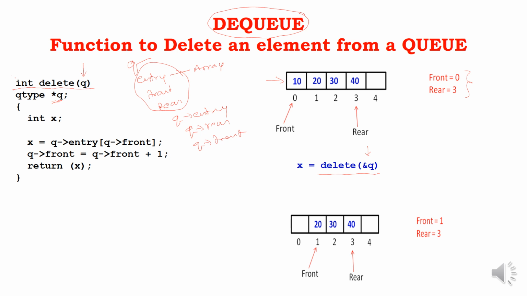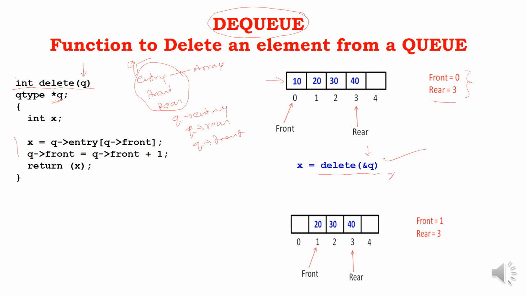Instead of q dot entry, q dot rear, q dot front, we use q arrow entry, q arrow rear, q arrow front. The main instructions to delete an element: the front element is going to be removed. x is entry of front, and front is front plus 1. See here, this is the input array. There are 4 elements, front is 0, rear is 3. If you want to delete an element, these two instructions will get executed.